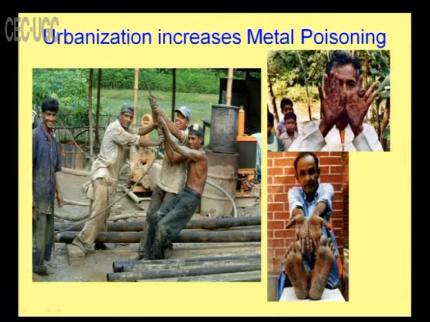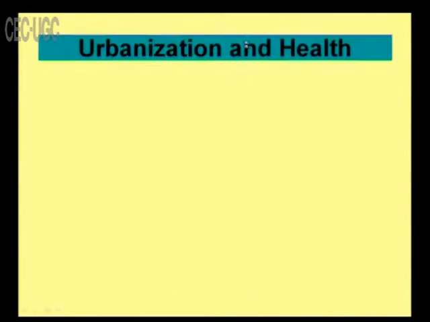It is also increasing metal poisoning. Actually, in the diagram that you are seeing, the arsenic poisoning, see how much it is affecting the legs and the hands of the people, and therefore the metal poisoning is much more in the cities.